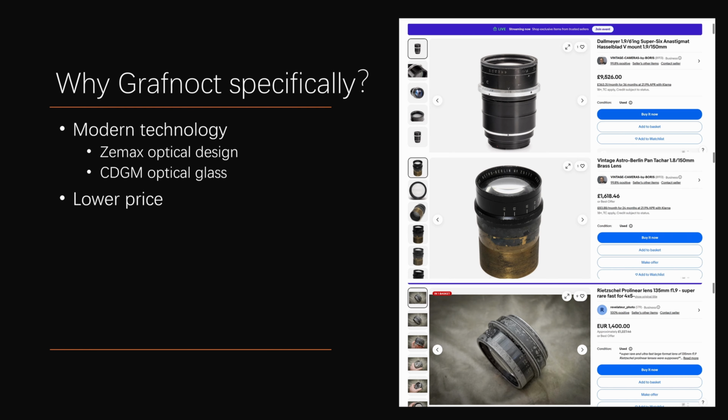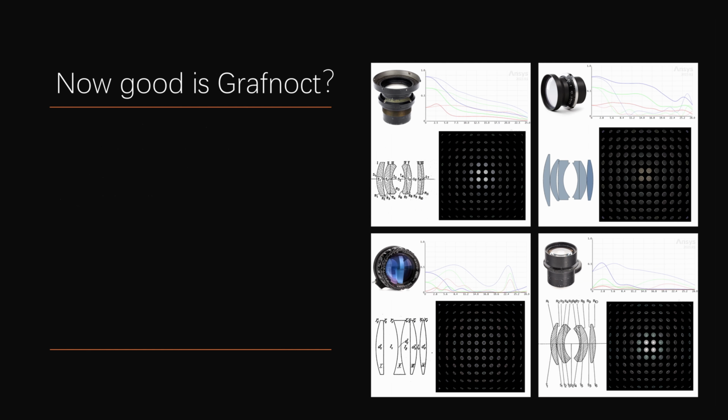Most importantly, we actually have a price advantage. A vintage lens can easily cost you a fortune. For example, the Dallmeyer can go for like £19,500, which is very crazy. And we are selling way cheaper than that.